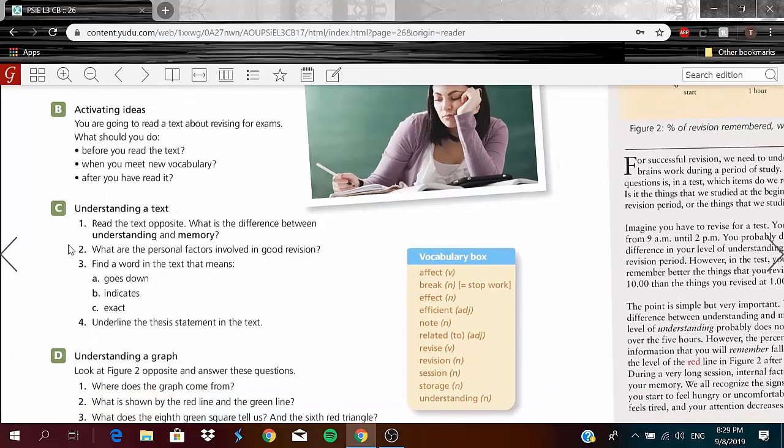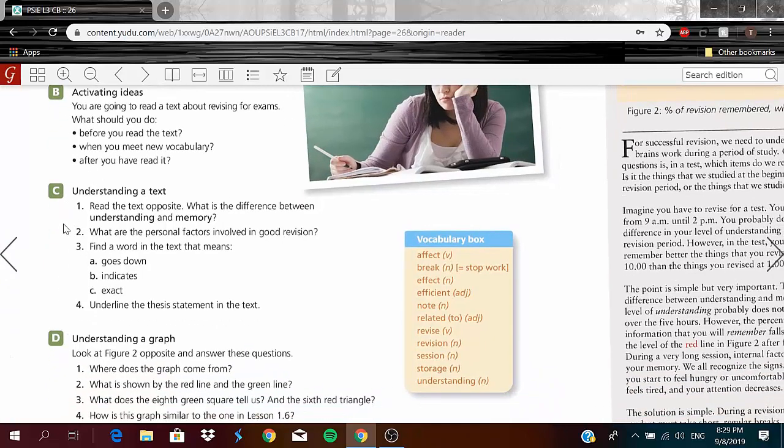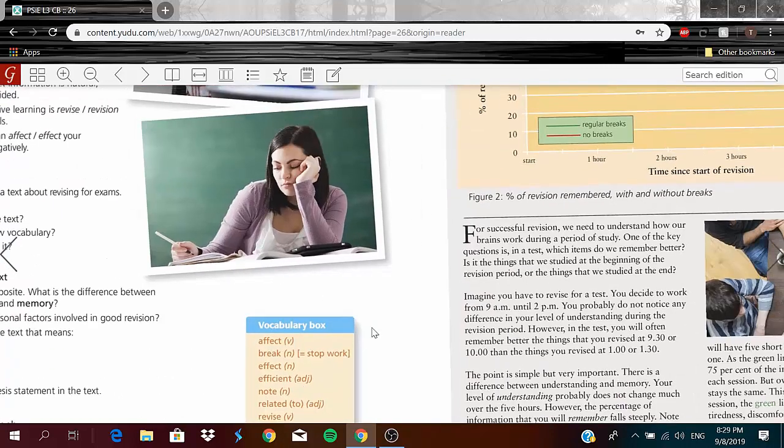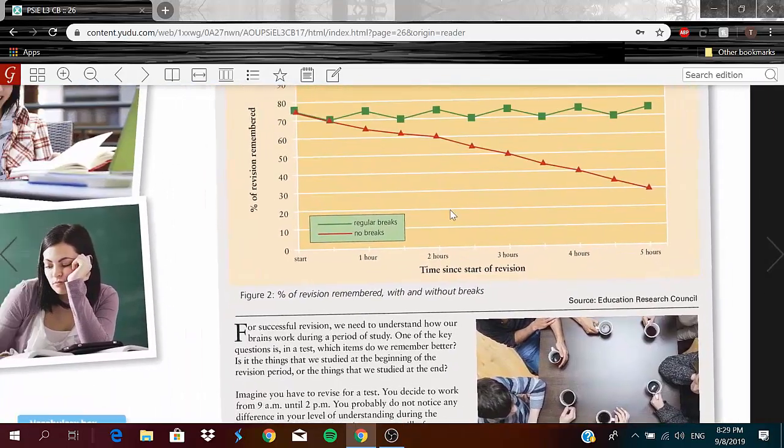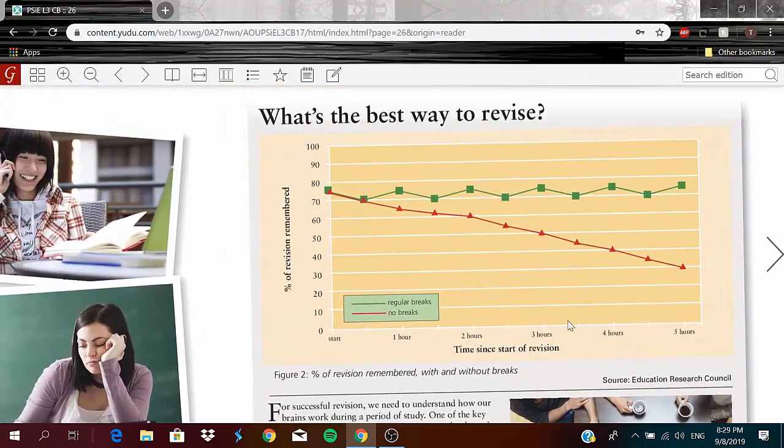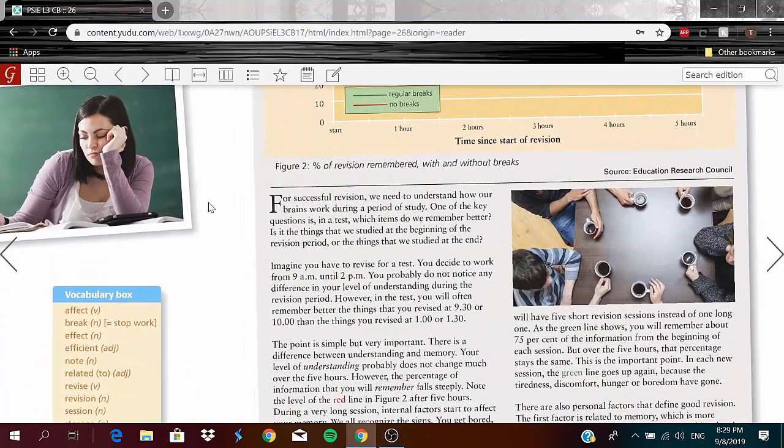Now let's go to exercise C. Read the text opposite. What is the difference between understanding and memory? Okay, so we're going to have to read the text now. So again, take a quick look at the illustrations and let's start. So, what's the best way to revise? For successful revision, we need to understand how our brains work during a period of study. One of the key questions is, in a test, which items do we remember better? Is it the things that we studied at the beginning of the revision period, or the things that we studied at the end?